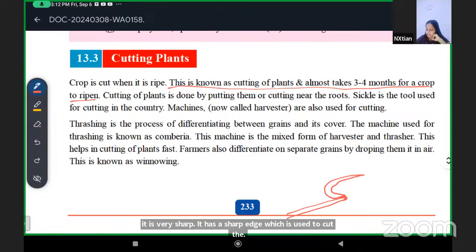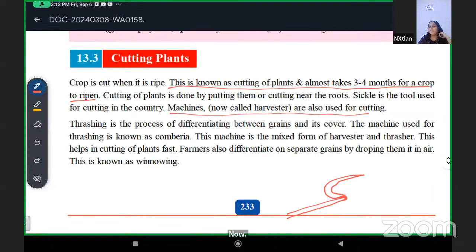Now machines are also used for cutting. The harvester, it's a truck-like machine. Not exactly a truck, a smaller one than that. It is a machine in which various sharp pointed tools are attached at the back of it, and that is used to remove the plant from the root, from the base.